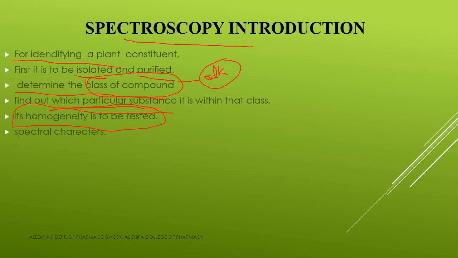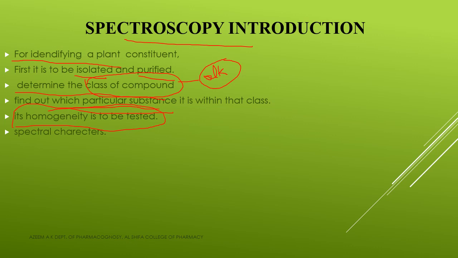Clear? So before doing all these tests, first you have to confirm the homogeneity of the sample. That is, you have to ensure that the taken sample is pure only. And this purity can be assessed with the help of chromatography. And if in the chromatography you are getting a single spot, then you can confirm that the given sample is pure. Clear? So thereby you can confirm the homogeneity of the sample.